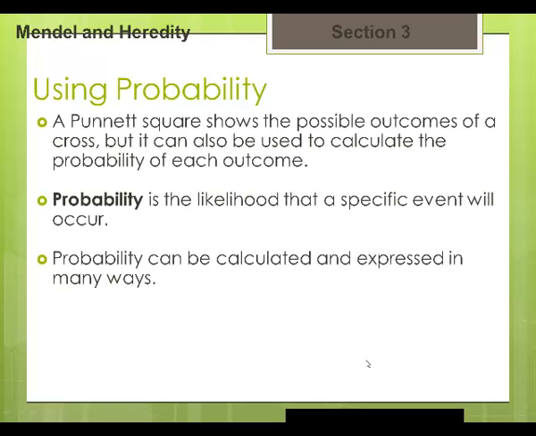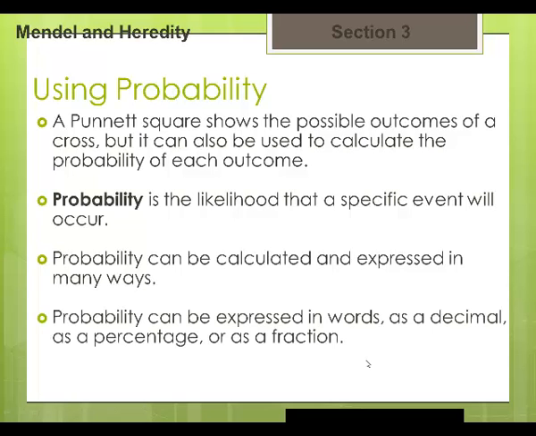Alright, so a Punnett square shows the possible outcomes of a cross, and it can also be used to calculate the probability of each outcome. Probability is the likelihood that a specific event will occur. Probability can be calculated and expressed in a number of different ways. The ways in which we can express them are in words, as a decimal, as a percentage, or as a fraction.